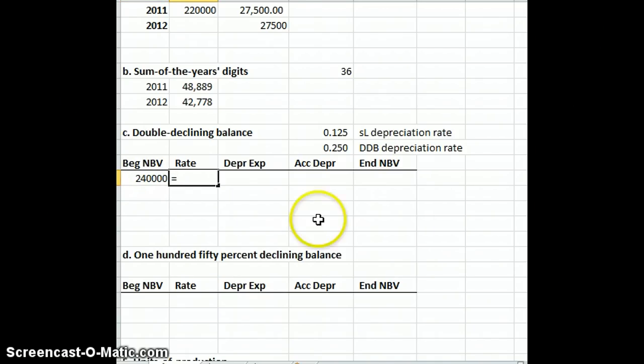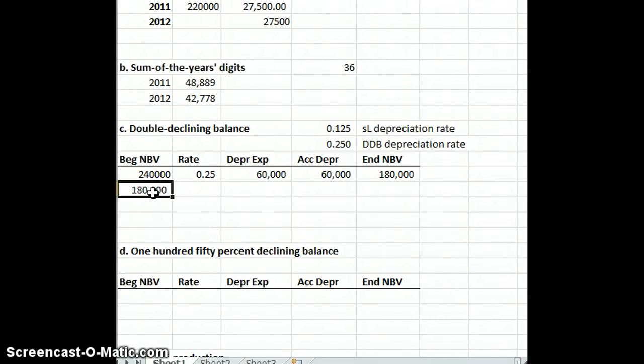Our rate is going to be equal to 25%. Our depreciation expense for our first year is going to be our net book value times our rate, or $60,000. Our accumulated depreciation adds up all of our depreciation that we've taken to this point in time. Our ending net book value then is going to be our beginning net book value minus our accumulated depreciation, or 180,000. So then in year 2 we're going to start off with that ending net book value of 180,000.